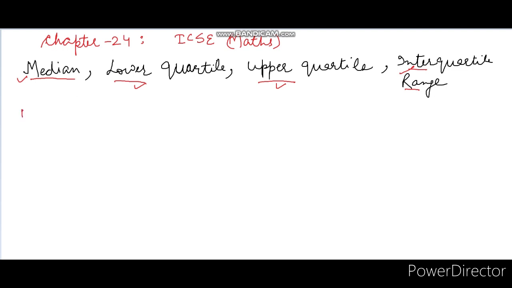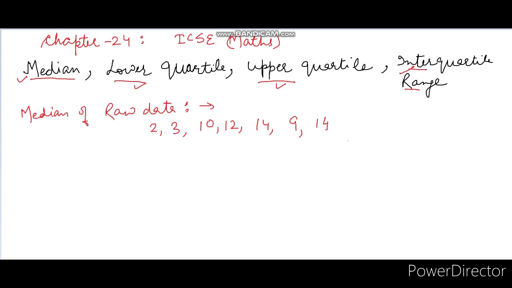First of all, I will start with the median of raw data only. Raw data, all of you know, is simple ungrouped data where we simply list the elements using commas only. Suppose I write all your test marks, maybe out of 15. This kind of data is known as raw data. Maybe we write the marks of 7 students here.